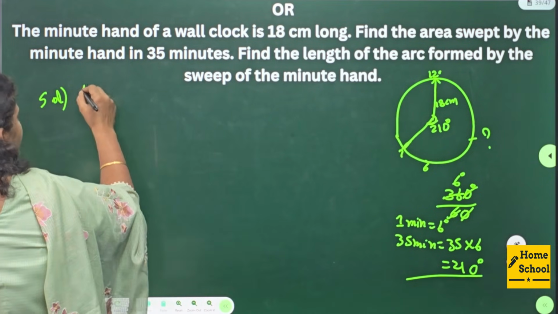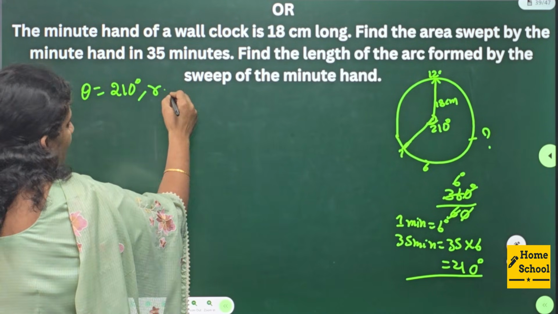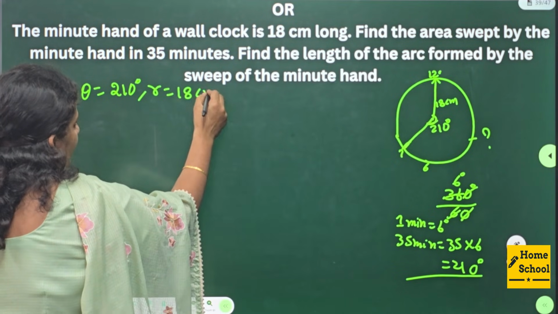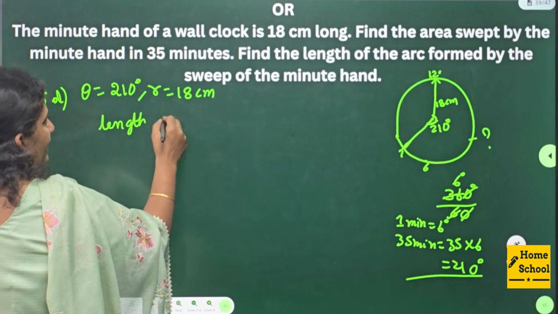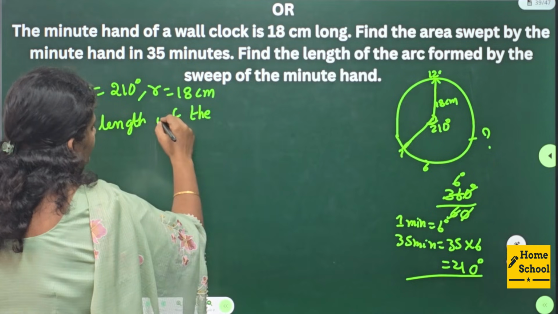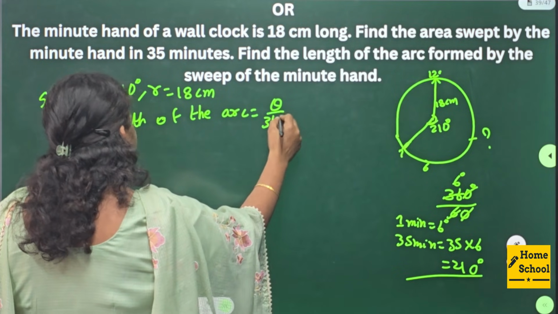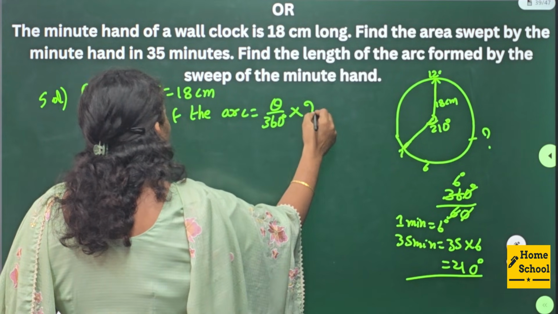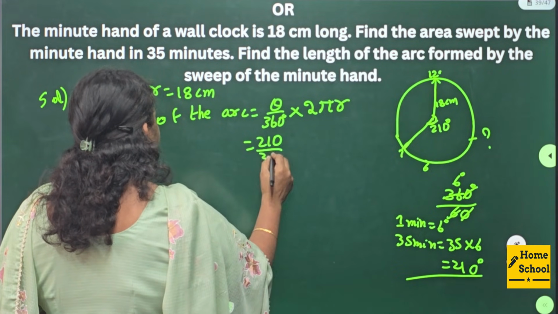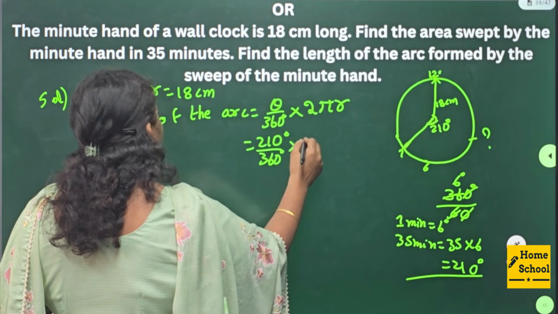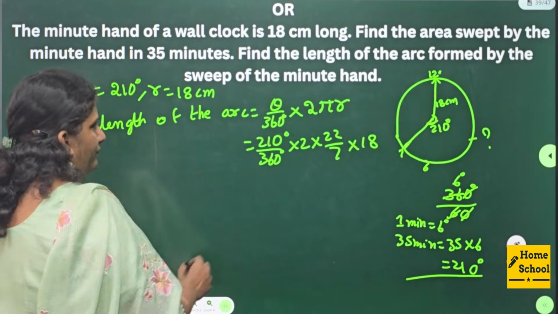Given theta is equal to 210 degrees. The length of the minute hand is nothing but the radius, 18 centimeters. We need to calculate the length of the arc. The length of the arc formula is theta by 360 degrees into 2 pi r. Theta 210 degrees by 360 degrees into 2 into pi value 22 by 7 into r value 18.